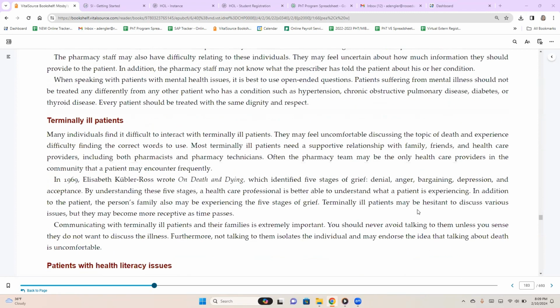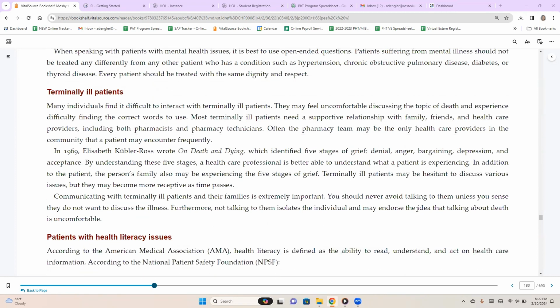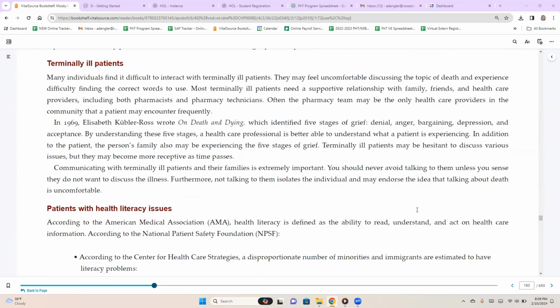Many individuals find it difficult to interact with terminally ill patients. They may feel uncomfortable discussing the topic of death and experience difficulty finding the correct words to use. Most terminally ill patients need a supportive relationship with family, friends, and healthcare providers, including both pharmacists and technicians. Often, the pharmacy team may be the only healthcare provider in the community that a patient may encounter frequently.